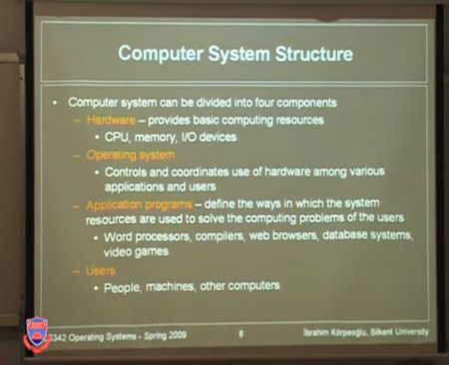And the fourth component that a computer system usually has is the users. So the students are the users.